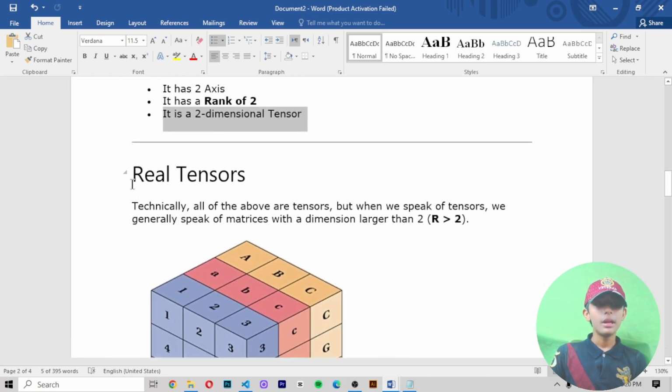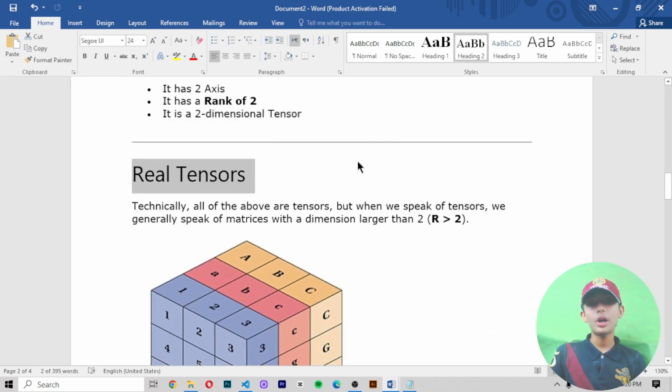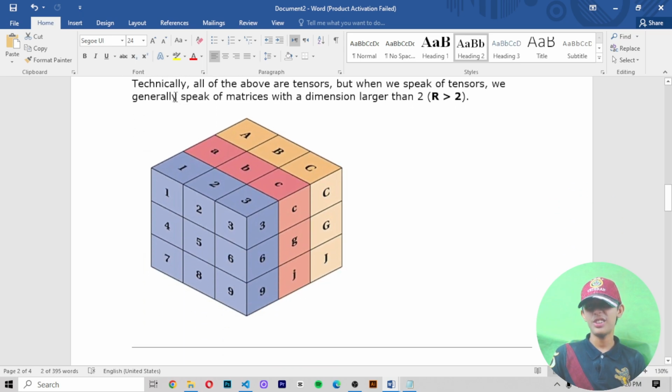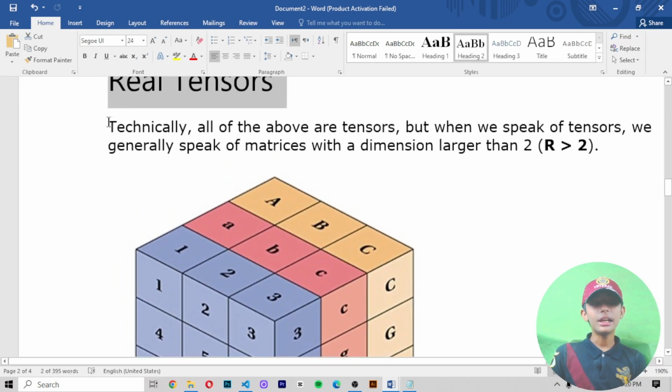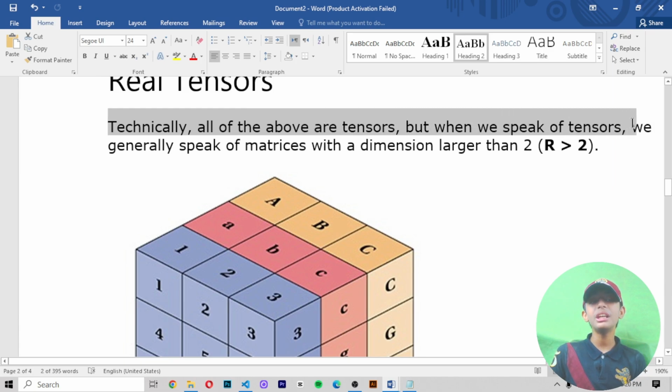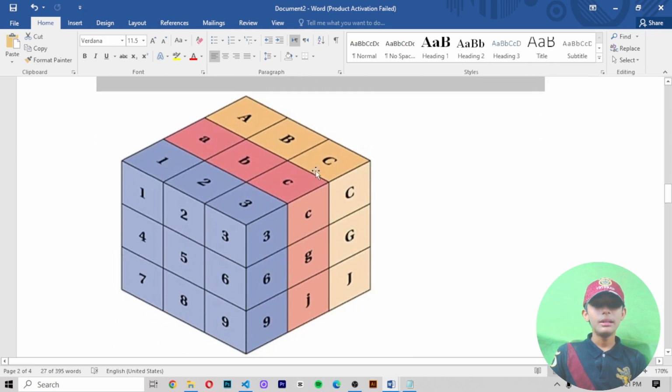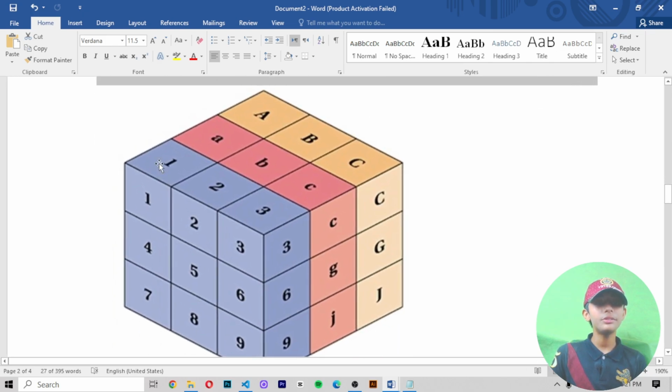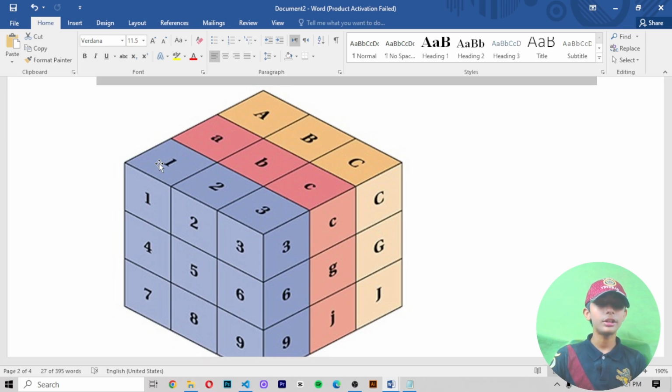Now, let me tell you about real tensors. What is the meaning of real tensors? Technically, all of the above are tensors, but when we speak of tensors, we generally speak of matrices with dimensions larger than 2. Like in this diagram, you can see this cube. In this cube, we write letters and numbers, like 1, 2, 3, 4, 5, 6, 7, 8, 9, and A, B, C, D, like that.